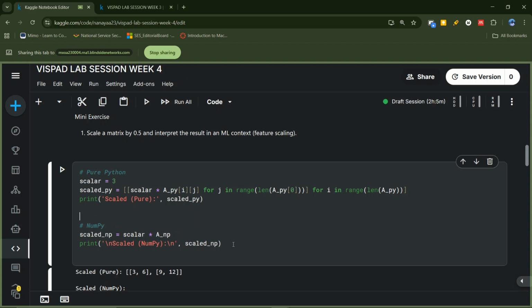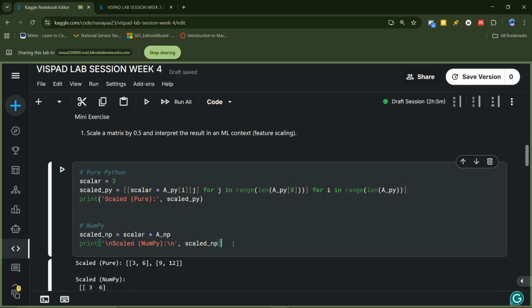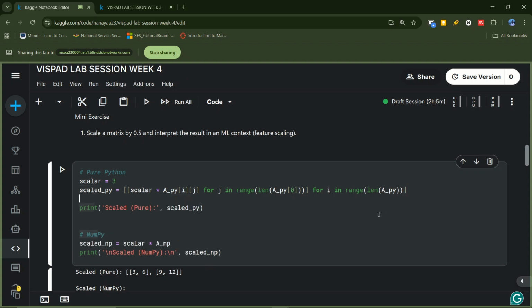Great. So we have a pure Python implementation here, and we have a NumPy implementation here. For the pure Python, say we give a scalar equal to 3. So scaled_py is your final result after scaling by a factor of 3. That is what the variable is. And this is a nested list comprehension.